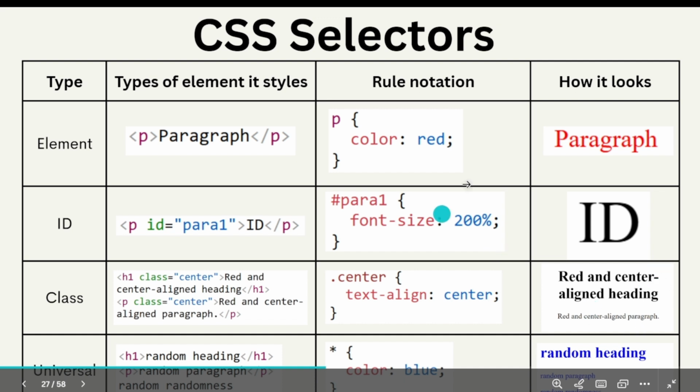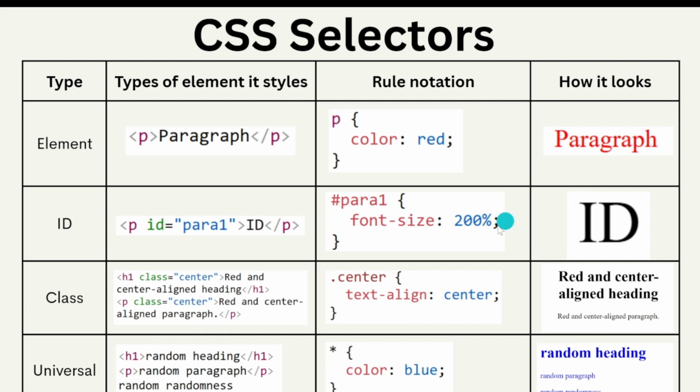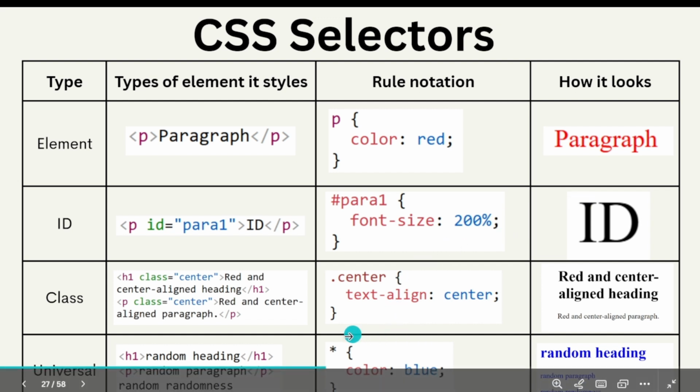But now the last one that we'll want to cover is the universal selector. So the universal selector, if you put an asterisk as your selector and in curly braces, whatever is inside those curly braces will be applied to the entire website. In this case, you see a bunch of random elements: random heading, random paragraph, random randomness. As soon as we apply this universal selector, look at this website. Everything is now colored blue. So these are the 4 types of selectors.